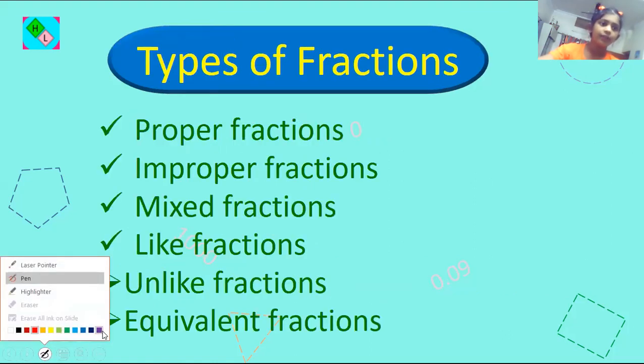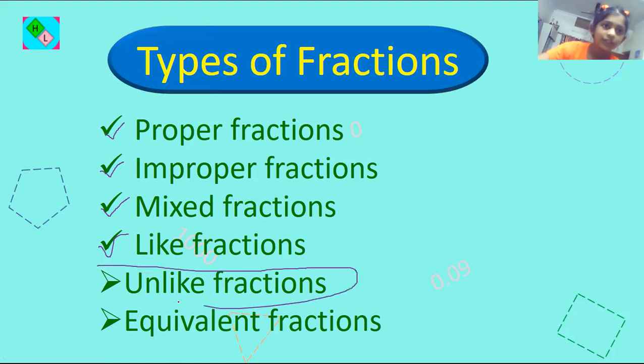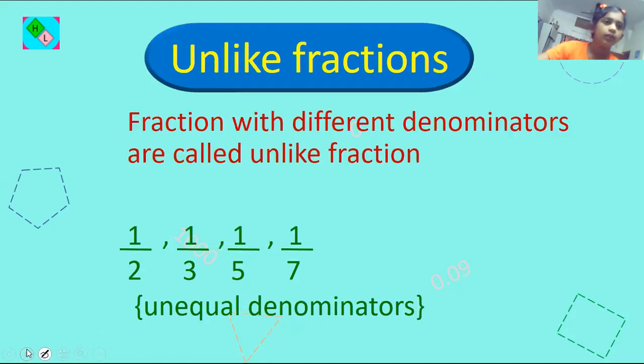So now we have completed 4 types of fraction: proper fraction, improper fraction, mixed fraction, like fraction. Let us move on to unlike fraction. So what is unlike fraction? Fractions with different denominators are called unlike fractions. So it is the opposite of the like fraction.